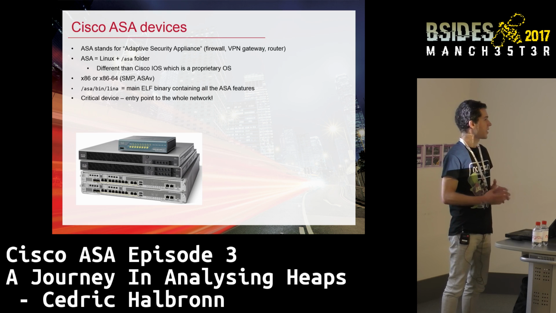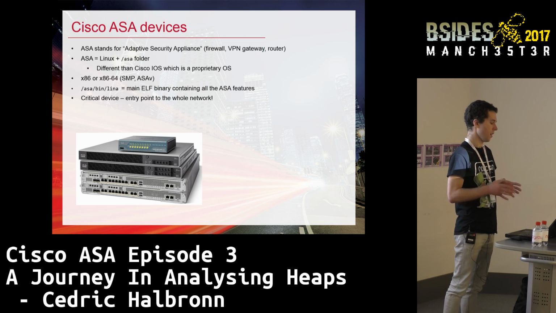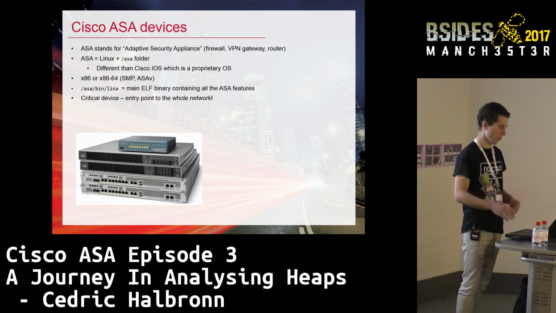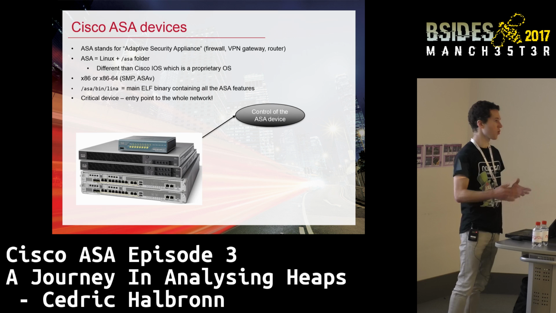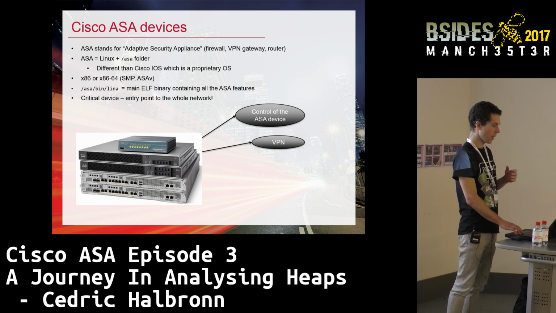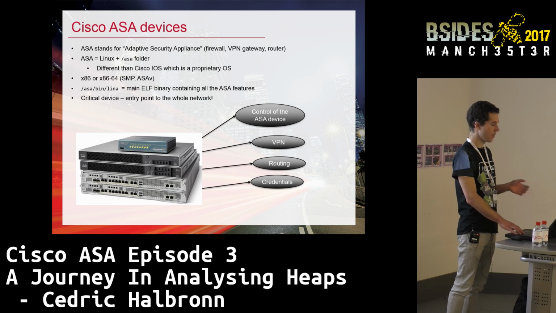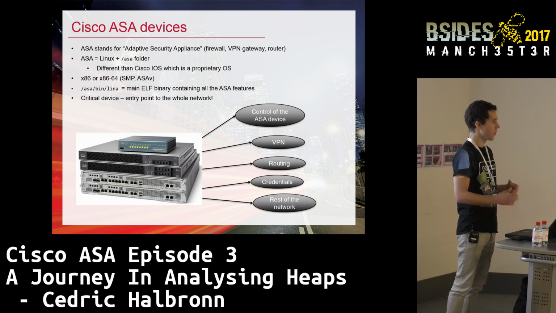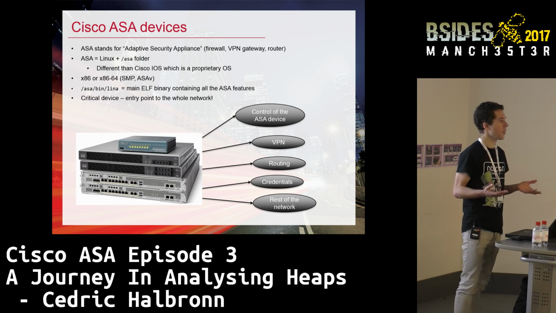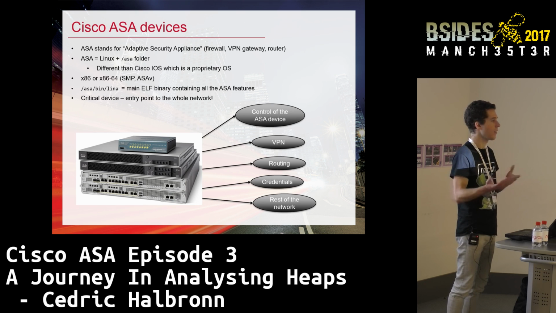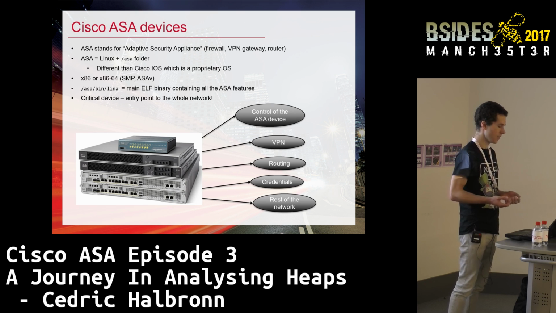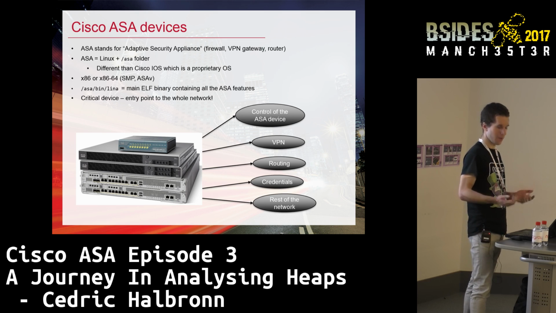It's kind of a critical device because it's the entry point for basically all companies' networks. If you control an ASA device, then you can access the VPN, the routing stuff, credentials, and you basically have access to all the internal network, and you can see everything that goes through the VPN. So it's a little bit scary if we think about it.